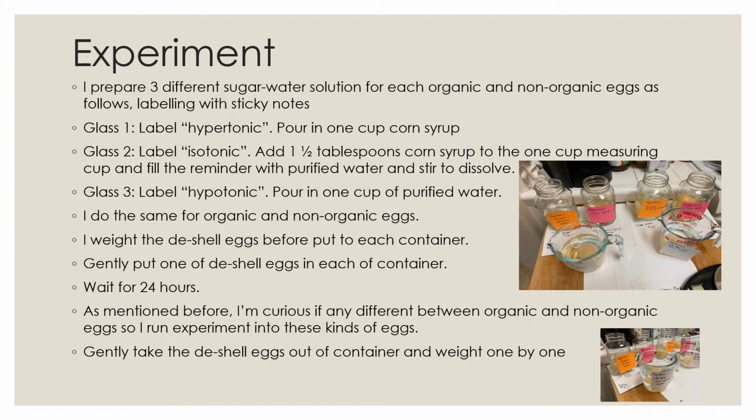And the third container I labeled hypotonic. I poured in 1 cup of purified water. I do the same thing for organic and non-organic eggs. And I weigh the dissolved eggs before I put them into each container. Gently put one of the dissolved eggs in each container.